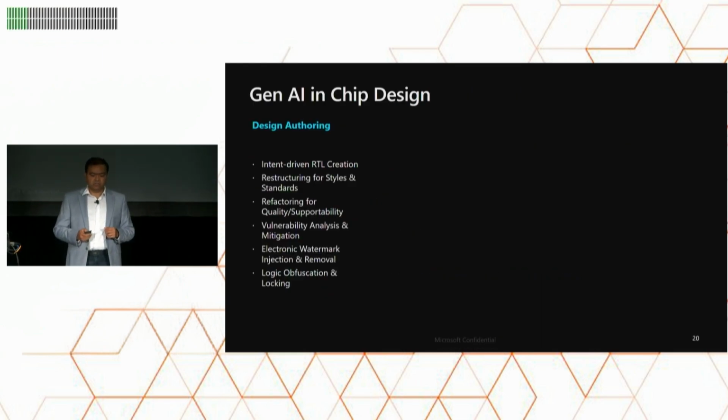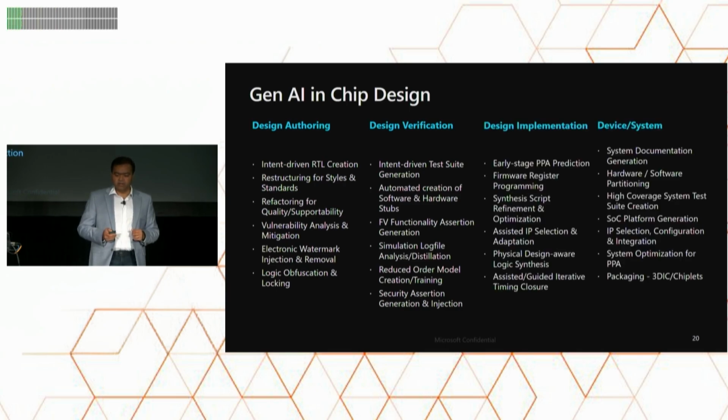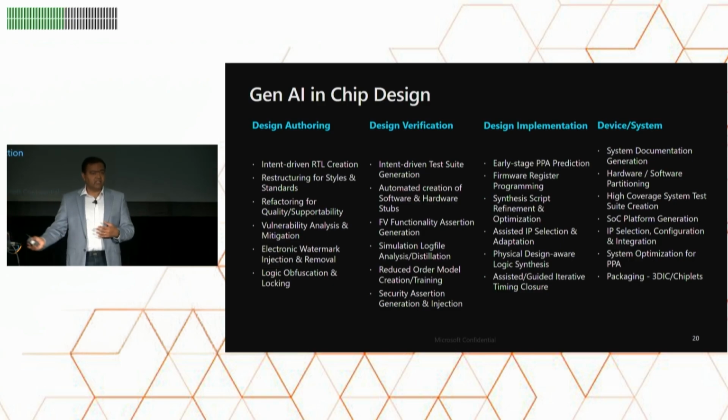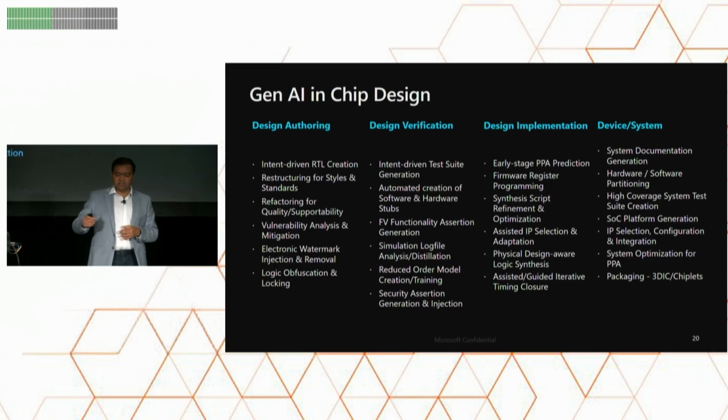So what about chip design, right? There is a ton of work that's going on when it comes to generative AI on how you can use that in the chip design domain. And there are many partners, the EDA vendors, the foundries, design service partners, the customers themselves, and academia. They're trying out various things at this point, right? All the way from design authoring, where you have RTL development, to the verification domain, which is where a majority of the work is going on right now, all the way down to the device and system level.